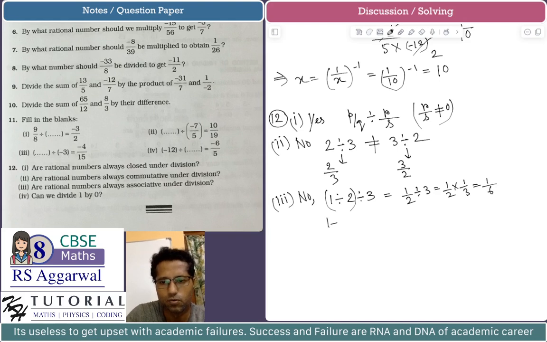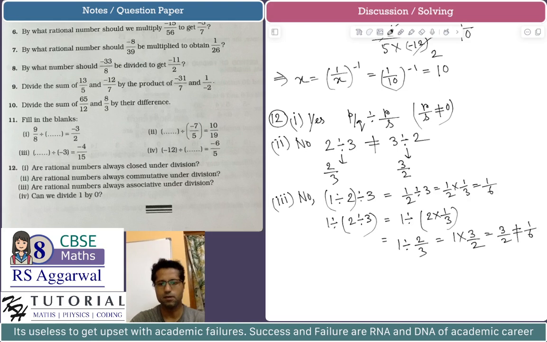But if you do 2 divided by 3, if you do this kind of association, this is equal to 1 divided by 2 multiplied by 1 by 3. This is equal to 1 divided by 2 by 3. This is equal to 1 multiplied by 3 by 2. This is equal to 3 by 2, and this is not equal to 1 by 6. So we can clearly see that we have found an example where the division is not associative on rational numbers. So definitely rational numbers are not always associative under division.